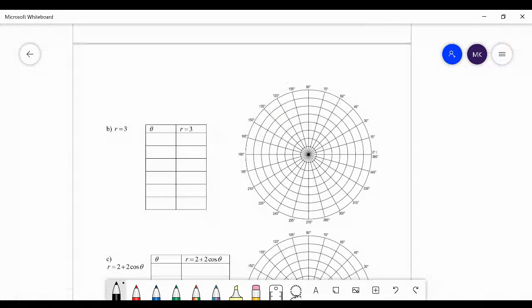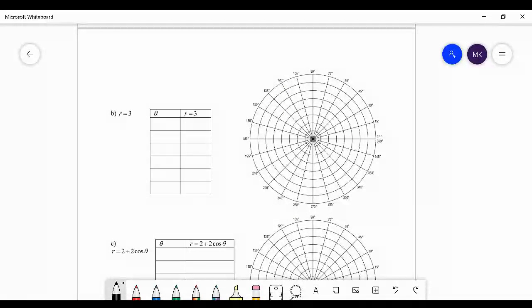Look at this next one. R equals 3. So we're told that R equals 3. We have no information on theta, so theta can be whatever we want. In this graph, we're given degrees instead of radians, so we want to make sure we're in degrees. So 0, say 75, 180. Let's go 225, 270, 345. But R is 3, 3, 3, 3, 3, 3. Every time R is 3.